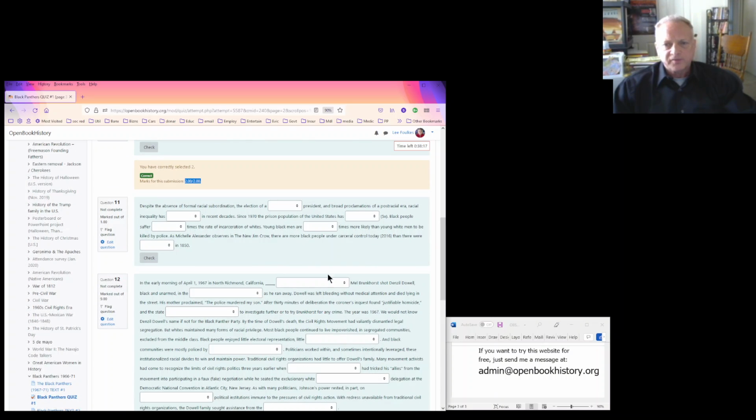And now this one here is fill in the blanks, okay? Despite the absence of formal racial subordination, the election of a what president and broad proclamations of post-racial era, racial inequality has, okay, let's put these answers in here. Racial inequality has expanded in recent decades. Since 1970, the prison population of the United States has, it says in the text, we'll put quintupled.